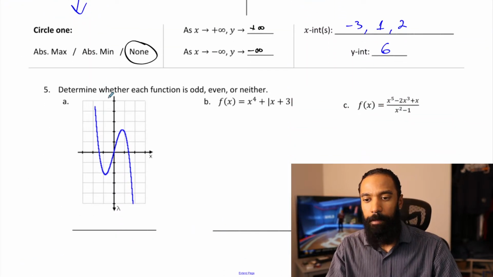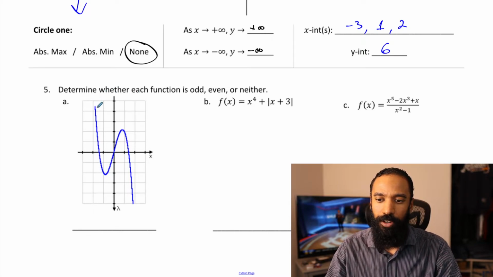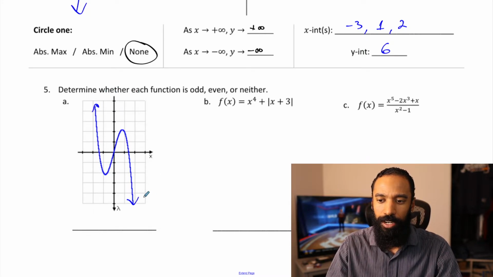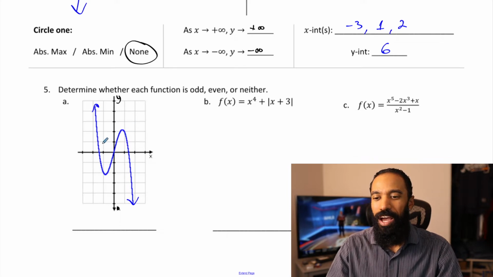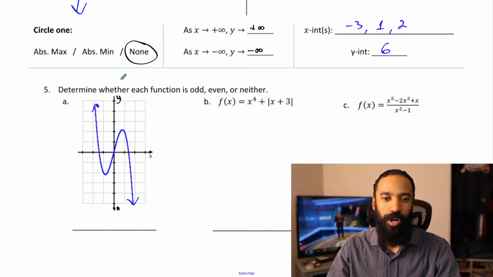All right, next topic. Determine whether each function is odd, even, or neither. I think you can assume these go forever here. I don't know why this y is flipped upside down. I must have hit a wrong button by accident. Anyway, that's okay. It still does what I'm trying to ask it to do.